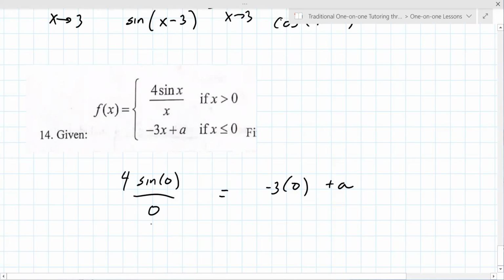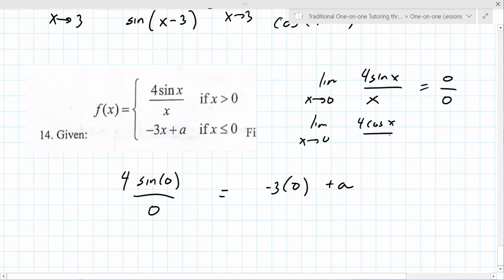This should raise some warning signs here. What's sine of 0 over 0? Undefined. So in some ways, what we're really asking is the limit as x approaches 0 of sine x over x, and you get 0 over 0, this indeterminate form. So what do we do? What did we just do in this scenario? Derivative. So cosine x over 1.